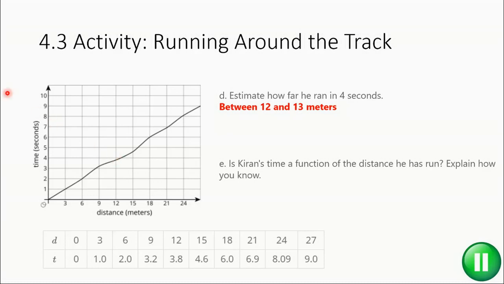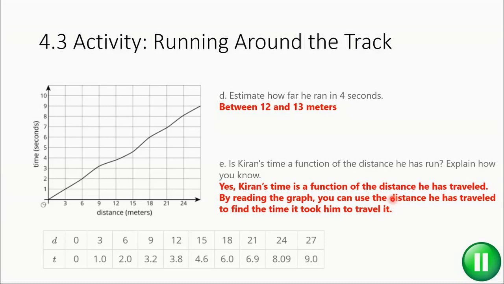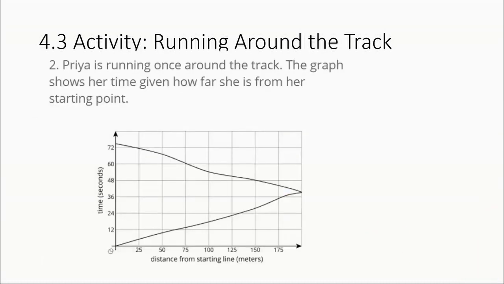Okay. And is Quran's time a function of the distance that he has run? Yes, Quran's time is a function of the distance he has traveled. By reading the graph, you can use the distance he has traveled to find the time it took him to travel. And because you can do that, this will be a function. Now, if you couldn't do that, it would not be a function. Something to think about.